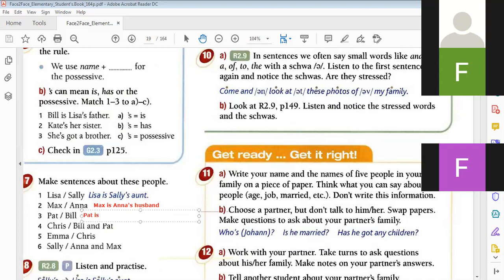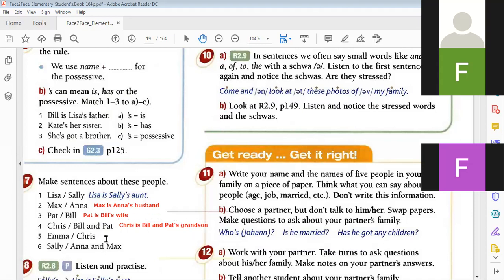is Bill's wife. What about Chris and Bill and Pat? Grandson. Chris is Bill and Pat's grandson. Yes. So we will say Chris is Bill and Pat's grandson. All right, let's see someone else here.